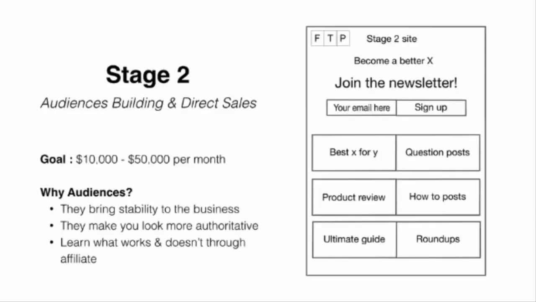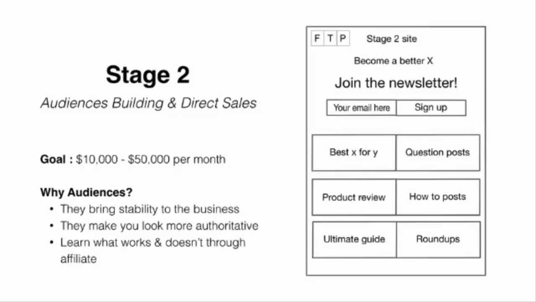Stage two, authority site, is when we focus on building audiences and selling directly to this audience. Still with affiliate marketing, you are not running your own products at this point, but you are going to be recommending other people's products through these audiences that you're building on social media, on email, on push notification, etc. And the money goal for a stage two site, which is a very rough estimate, so don't take these as ultimate numbers, is going to be between $10,000 and $50,000 a month. So you can generate quite a bit of money with these already.